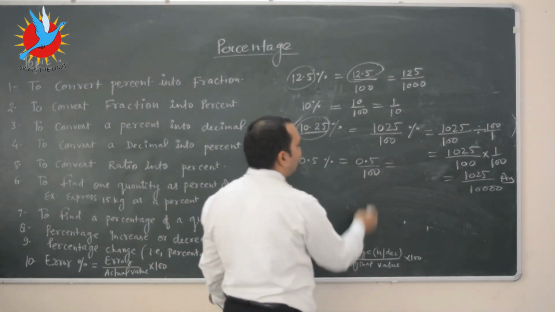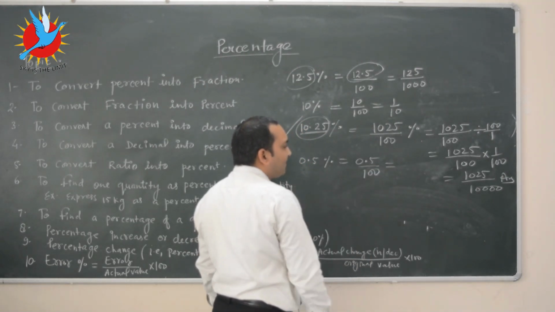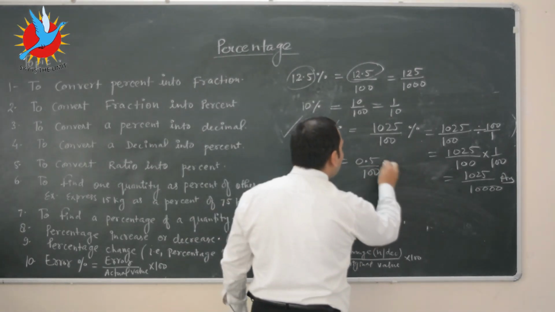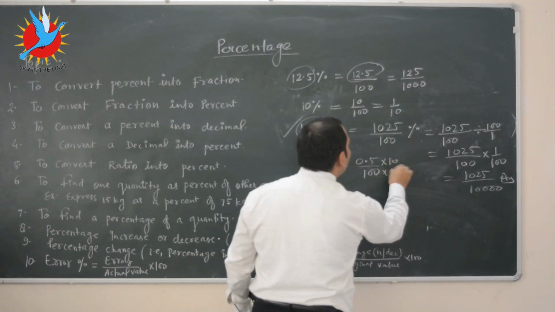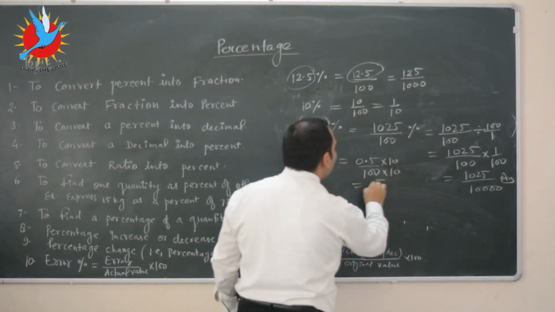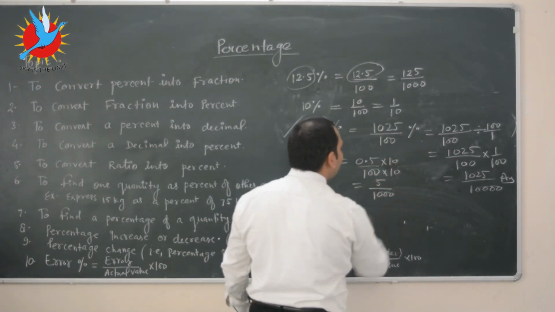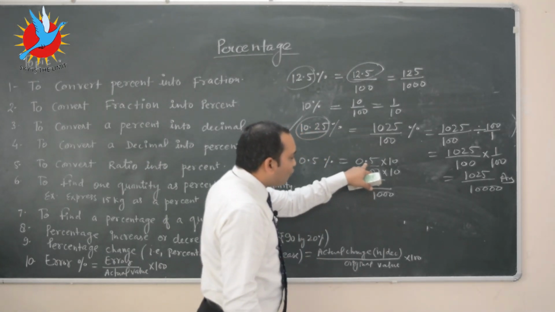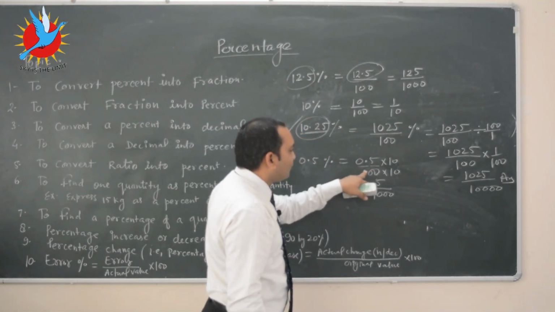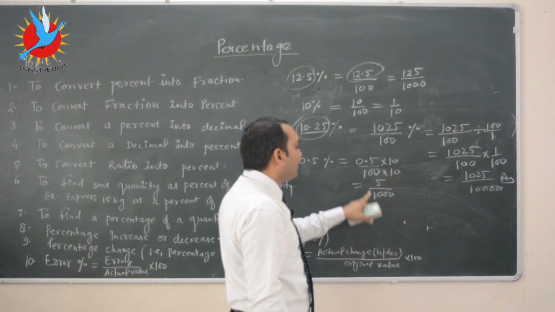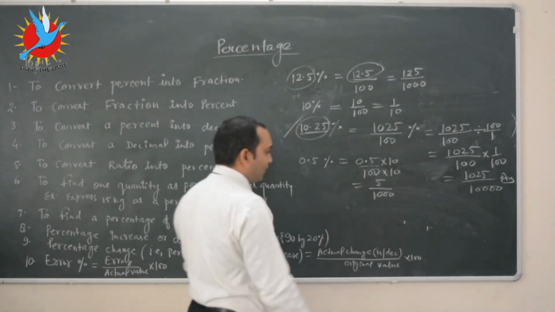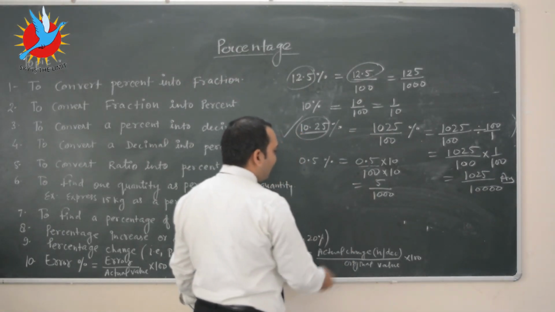And we write here 0.5, you multiply by 10 to make the whole 5 by 1000, because here 0.5 means 5 upon 10. So when we multiply 100 into 10, the result will be 1000. So 5 by 1000.